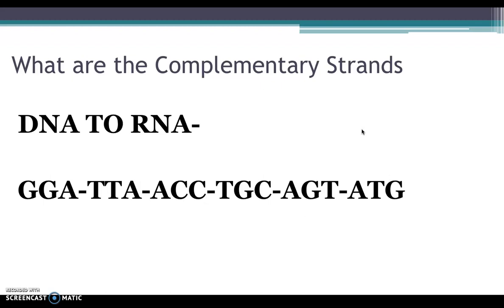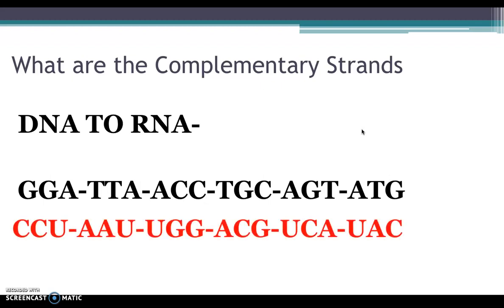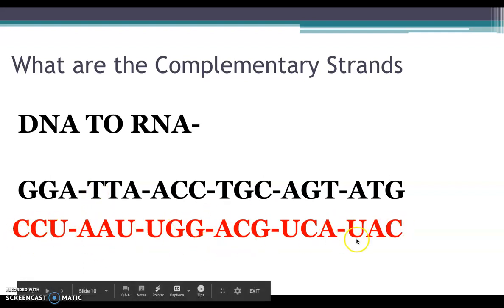Okay, hopefully you got that correct. So again, we're going to look at this. We have G, so that's C, G to C, A to U, T to A. So double check what you have written in your notebook. Hopefully you wrote the right complementary strand. If you didn't, go ahead and correct it. It will take some time to get used to that mix-up of letters with the DNA to RNA.